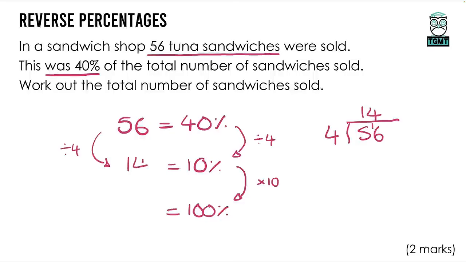So 14 sandwiches would be 10%. We want to know 100%, so we need to times by 10, and we get 140 sandwiches. So there we go. Our final answer for this one would be 140.